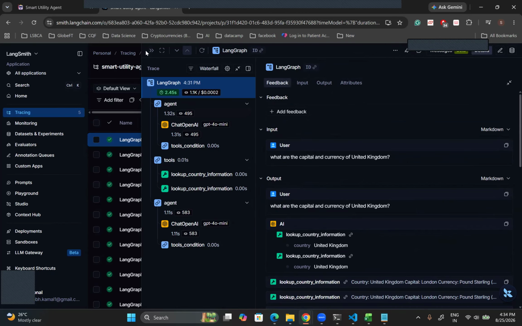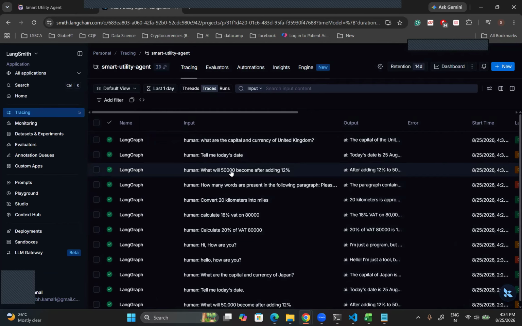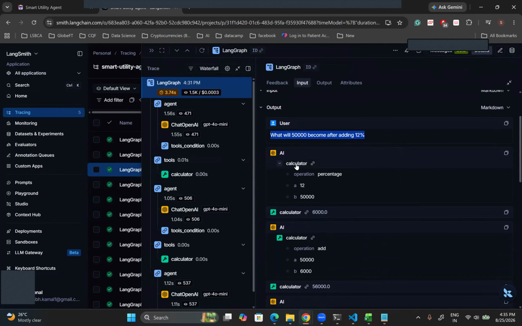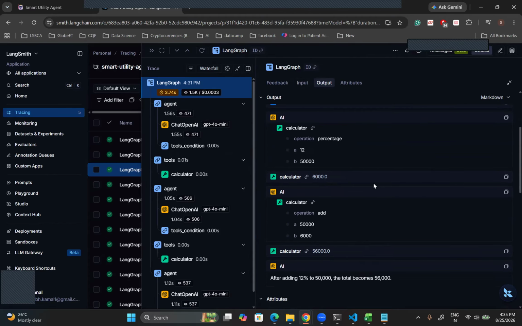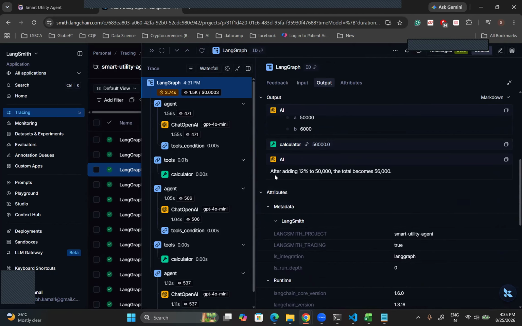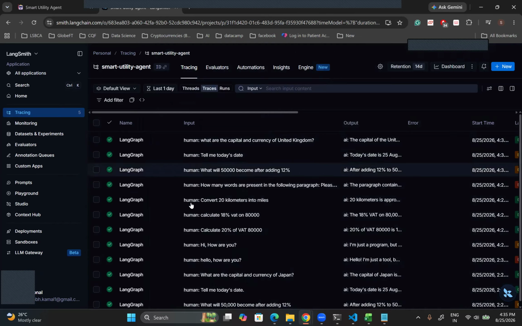Now let's check another one. The interesting one. This one. So this is the input. Here's the output. User asked this. This was the calculator tool, which is doing the percentage. It got the percentage, 12% of 50,000. That's 6,000. And then again, it called the calculator. That is, it added 6,000 with 50,000. That is 56,000. So that system prompt worked. And after adding 12% to 50,000, the total becomes 56,000. Bingo.